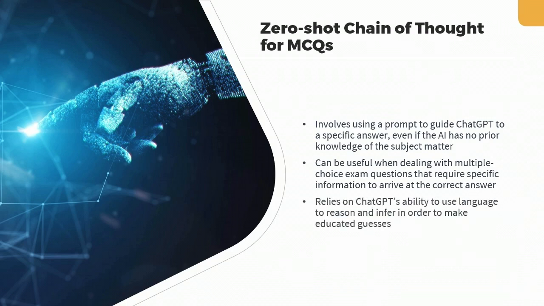This technique relies on ChatGPT's ability to use language to reason and infer, allowing it to make educated guesses based on the information provided in the prompt. While it may not always lead to the correct answer, it can be an effective way to approach certain types of multiple-choice questions that require a specific piece of information to arrive at the correct answer. Overall, zero-shot chain of thought is a valuable technique for ChatGPT to solve multiple-choice exam questions, as it allows the AI to make informed decisions even when it lacks prior knowledge of the subject matter.